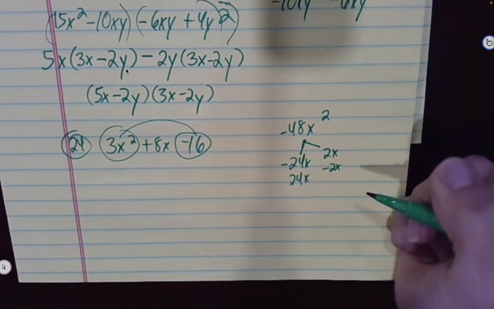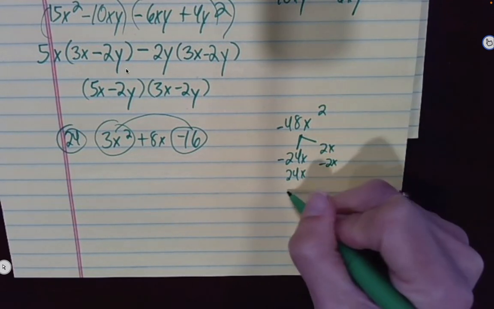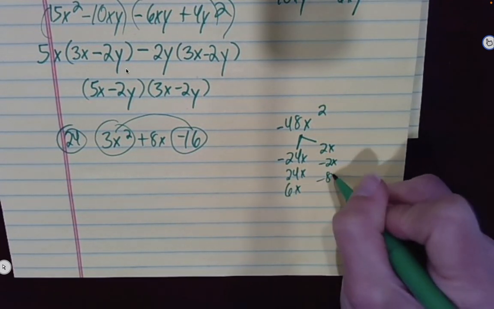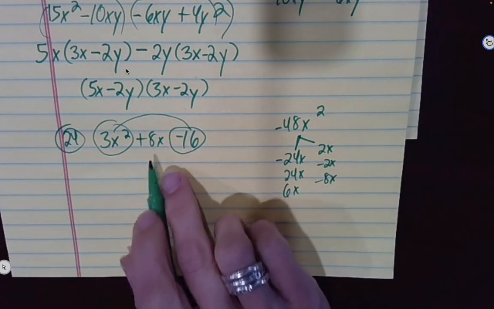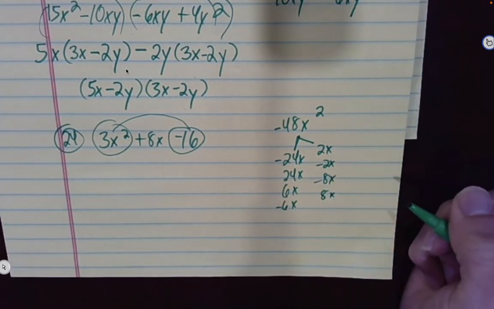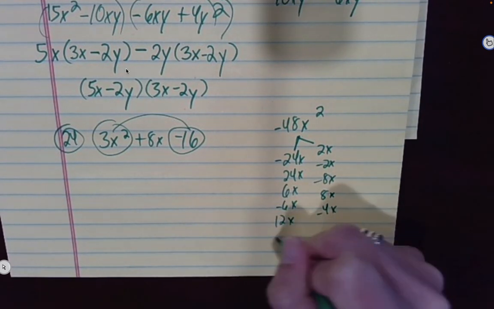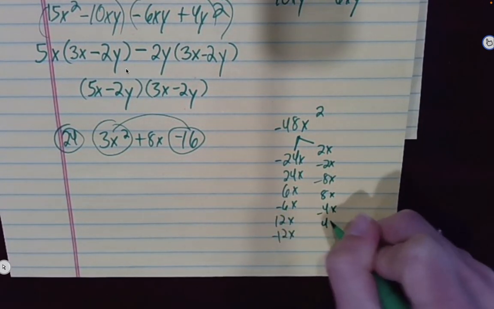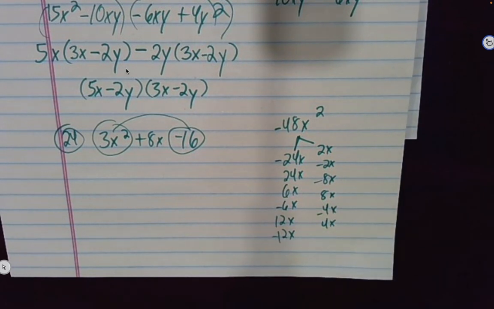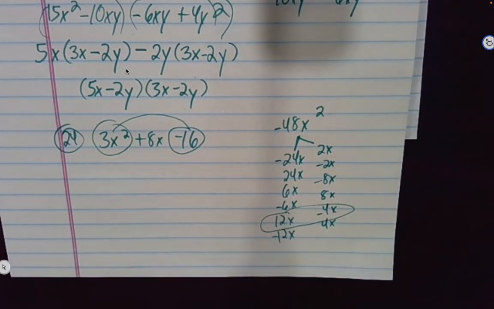Nope. Okay, so what are some numbers that are closer? 6 times 8? We got to get to 8. Well, if I do 6 and negative 8, it's got to add to give me a positive 8. So these aren't going to work either, I don't think. 12 and 4? 12 and 4 multiply to get negative 48. And then you gotta figure out it has to be the same number to add to 8. It's 12 and negative 4. Those work. That would add to give me a positive 8, right?